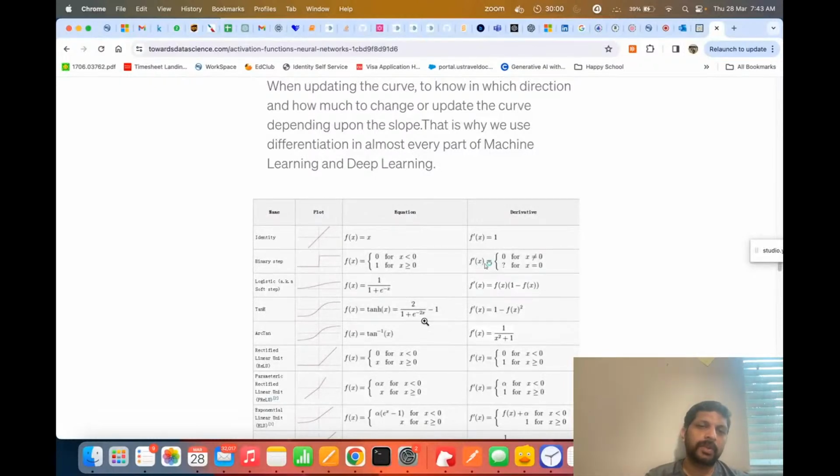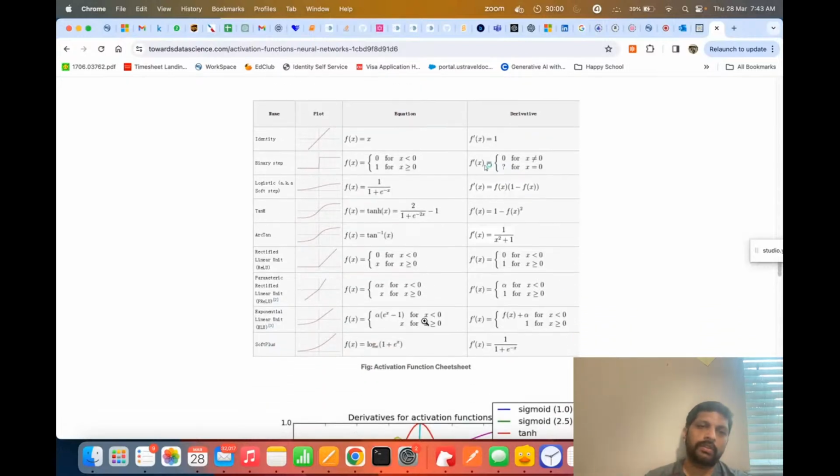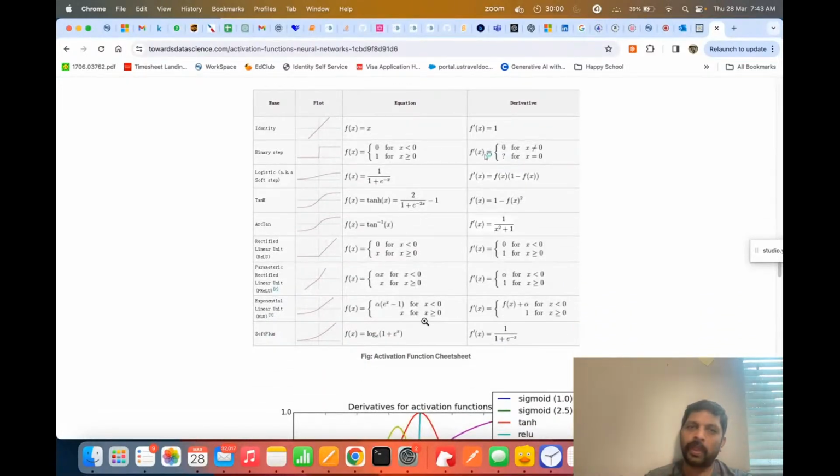Rectified linear unit, ReLU, is 0 or x. Parametric rectified linear unit is alpha x and x. Leaky ReLU and parametric ReLU are both the same, is it? Okay. Exponential linear unit is alpha into e power x minus 1.